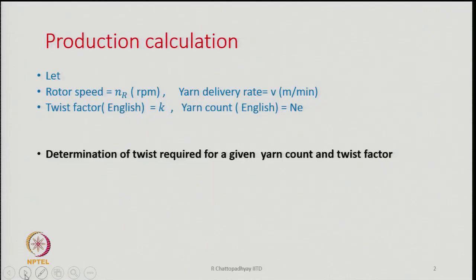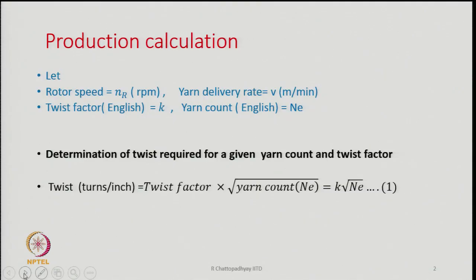Now, first of all, determination of twist required for a given yarn count and twist factor. Suppose the count of the yarn and the twist factor are given, we need to determine how much twist I have to impart. That we need to calculate first. This is what is probably already known to most of you, that twist in terms of turns per inch is twist factor into root over yarn count.